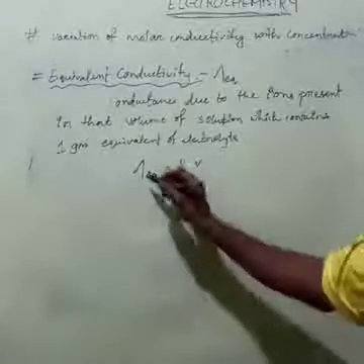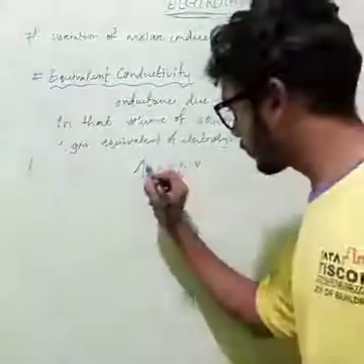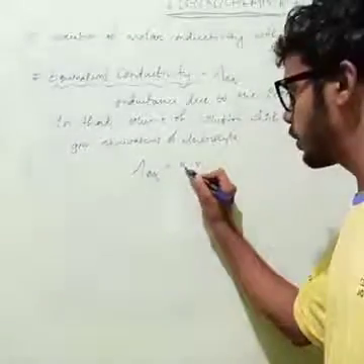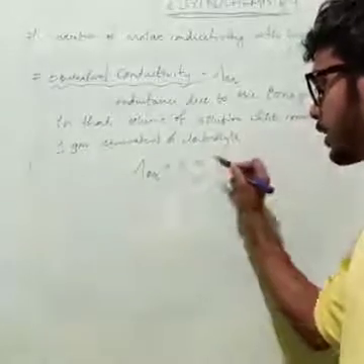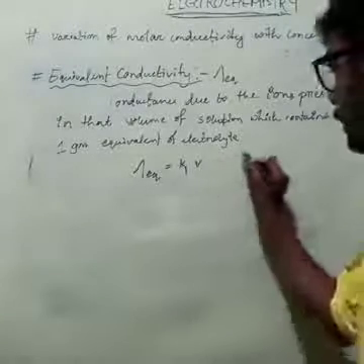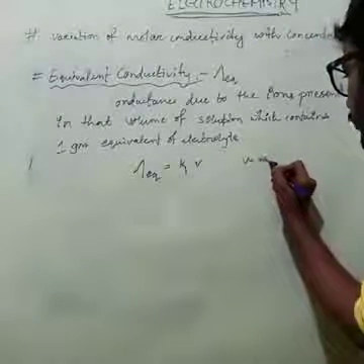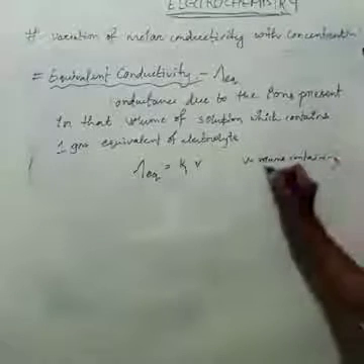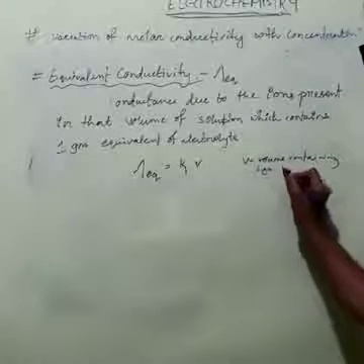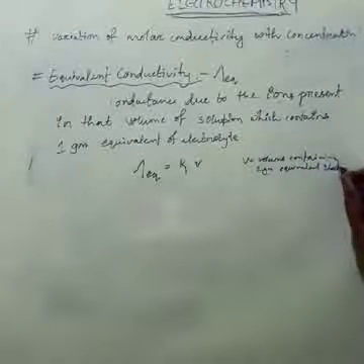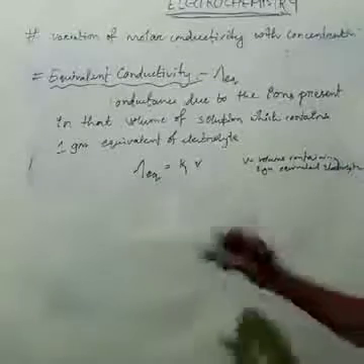Okay, so here, gram, this is molar equivalent conductivity. This is your kappa conductivity. V is the volume containing 1 gram equivalent of electrolyte. This is kappa, this is gram equivalent.